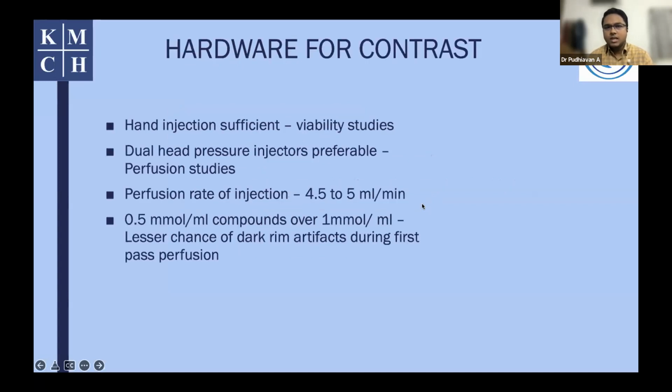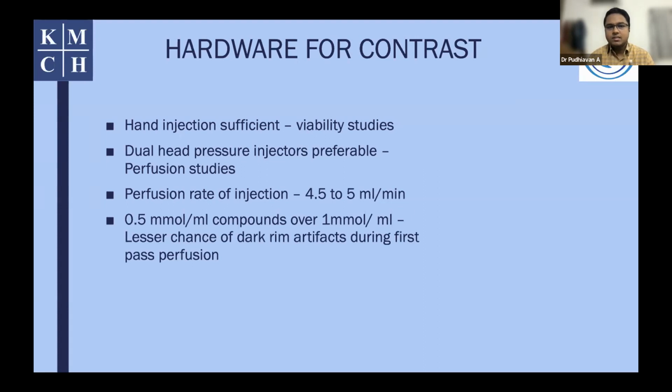Coming to the hardware needed for doing a contrast study. If you're doing only viability studies, then a hand injection is more than sufficient, because we are not worried about the first pass perfusion or the contrast dynamics. We are more inclined to see the delayed enhancement of the myocardium. So a hand injection will be more than enough for viability studies alone. However, if you're planning on doing myocardial perfusion studies, then a dual head pressure injector is preferable to deliver a uniform rate of contrast.